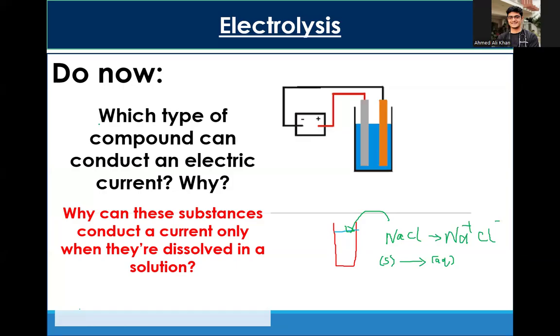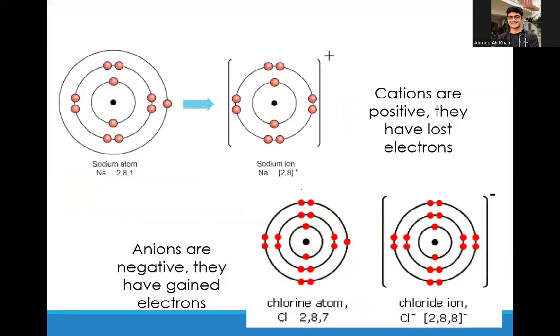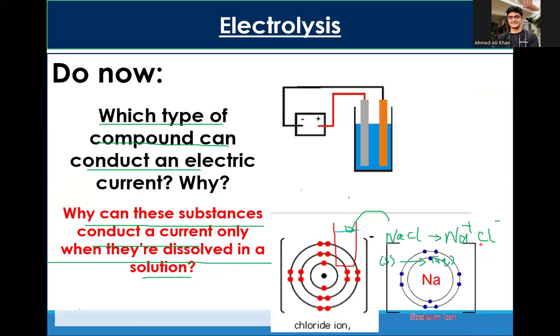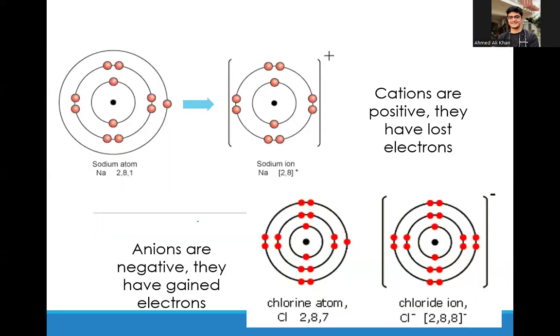So which type of compound can conduct electric current and why? And why can these substances conduct a current only when they are dissolved in solution? So let's move on. Why is that the case? These can't conduct electricity because they don't have free charge, right? And when you dissolve sodium chloride in water, it dissociates into ions. So we have a chloride ion and a sodium ion, right? And those are charged particles and they can obviously conduct electricity. So let's talk more about the ions.